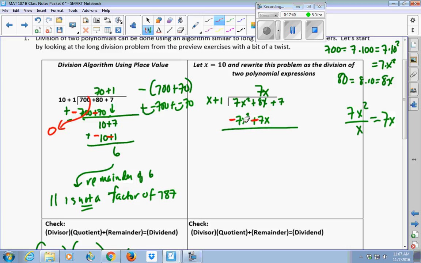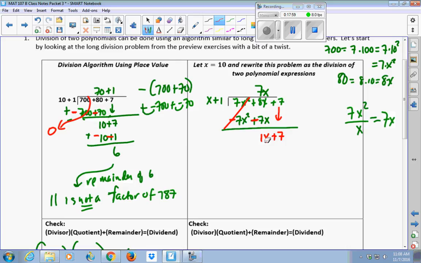And 7x squared take away 7x squared goes to 0. And 8x take away 7x gives me 1x. And I bring down my next place value, 7. And now I start this all over again. Start with the biggest term here, the biggest power.